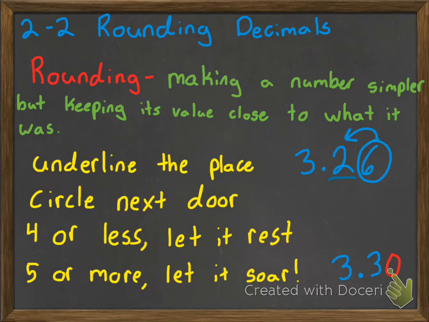Well, you know in decimals you can have a 0 at the very end or you don't need it at all. So the answer is 3 and 30/100ths or just 3 and 3/10ths. Either one, it's still the same answer. So let's look at another example.